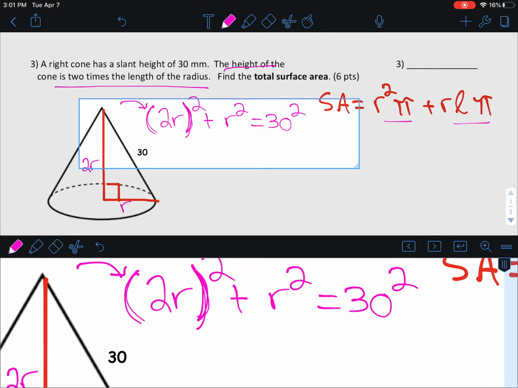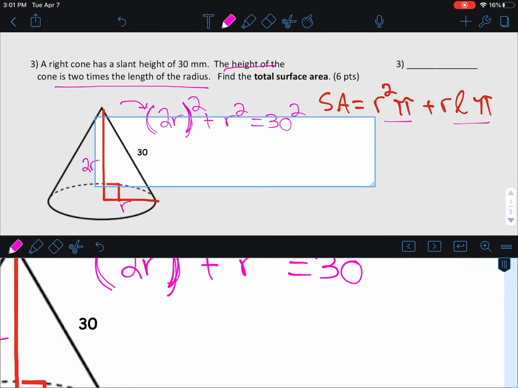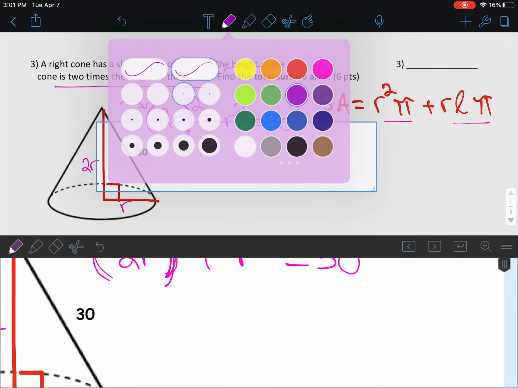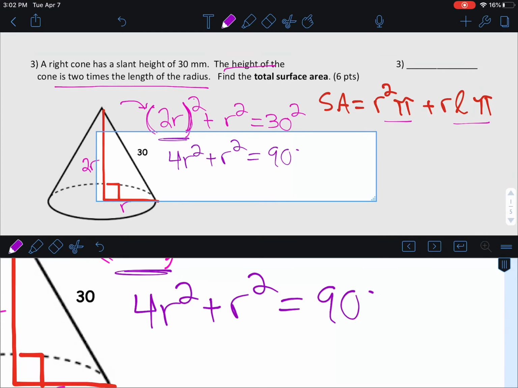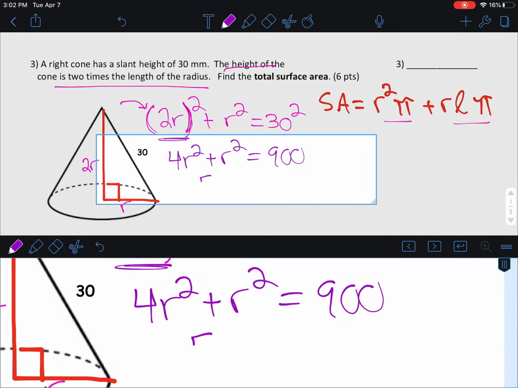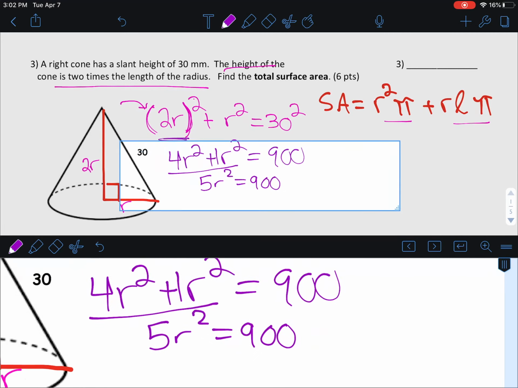2r squared, technically, remember exponent rules, you're raising 2 to the power of 2 and r to the power of 2. So this part right here should be 4r squared plus r squared equals 900. So you should have had 5r squared equals 900, because these are like terms, right? 4r squared plus 1r squared is 5r squared.